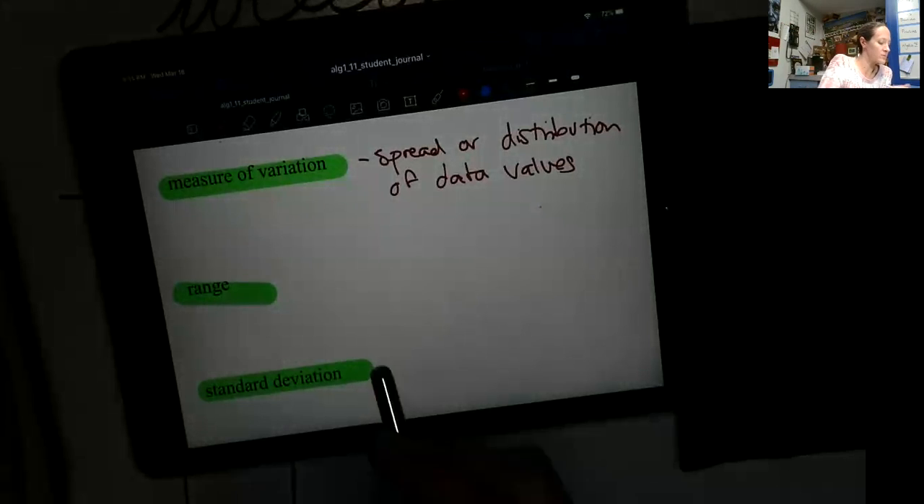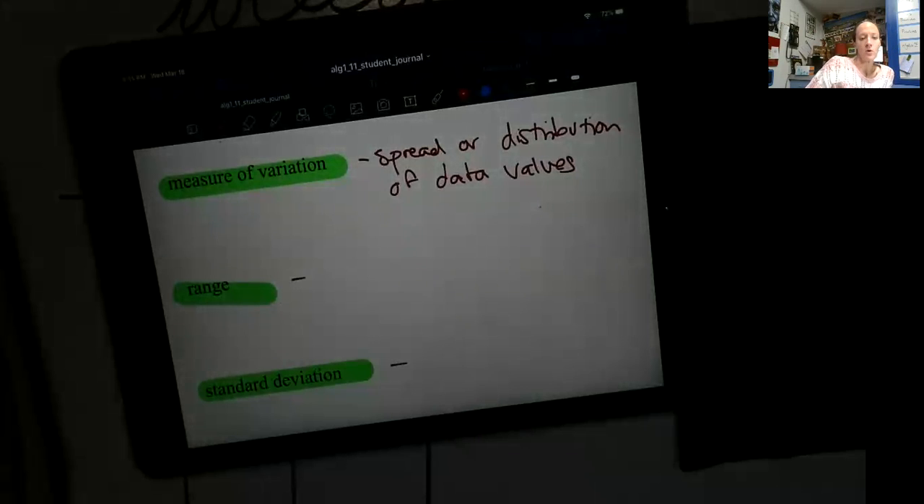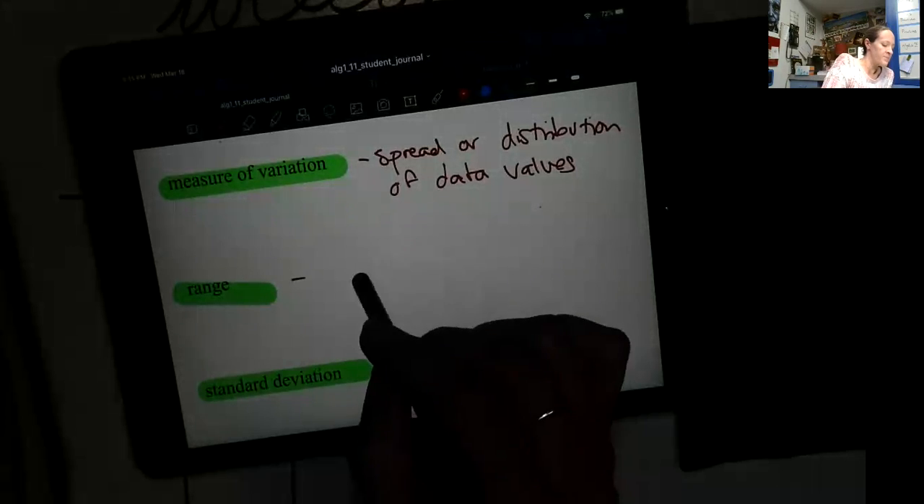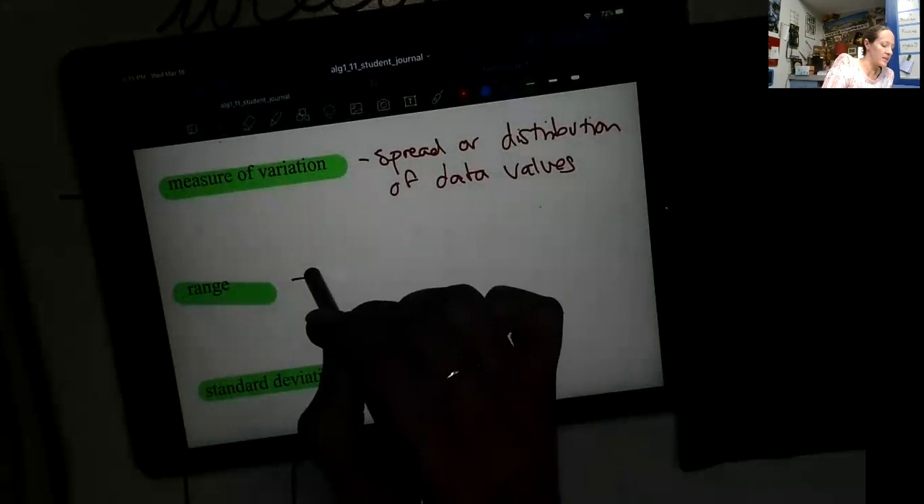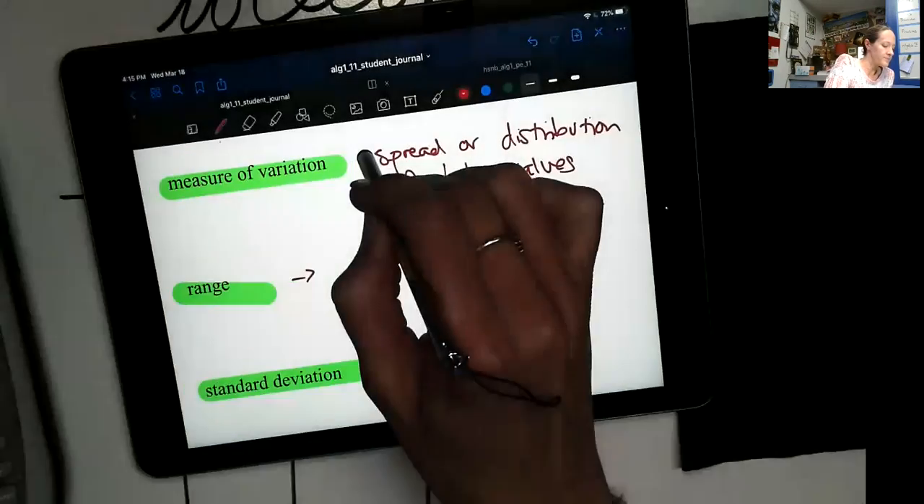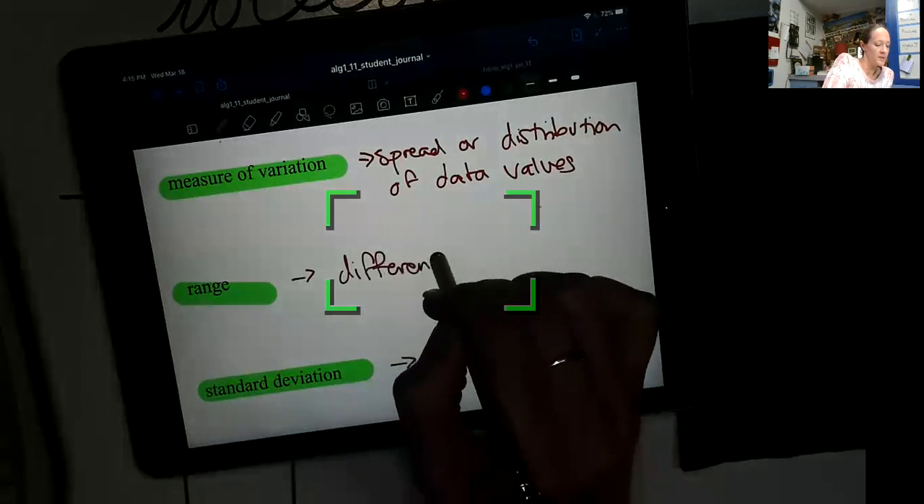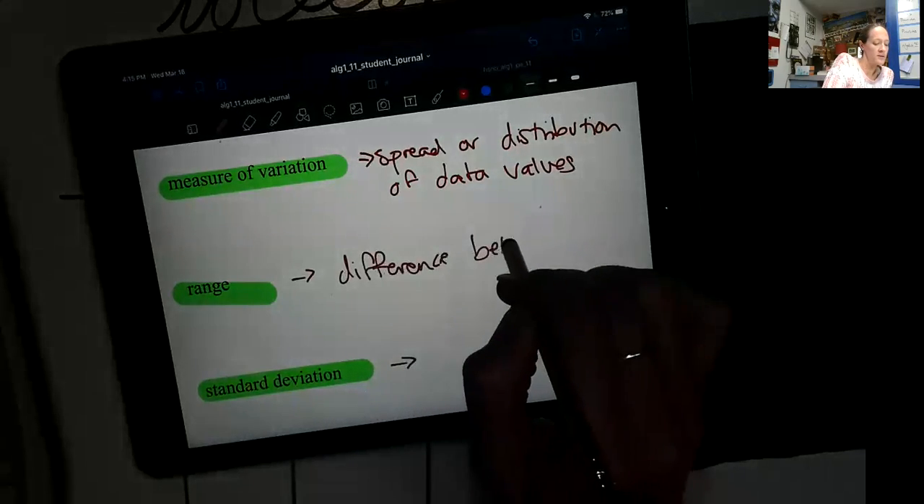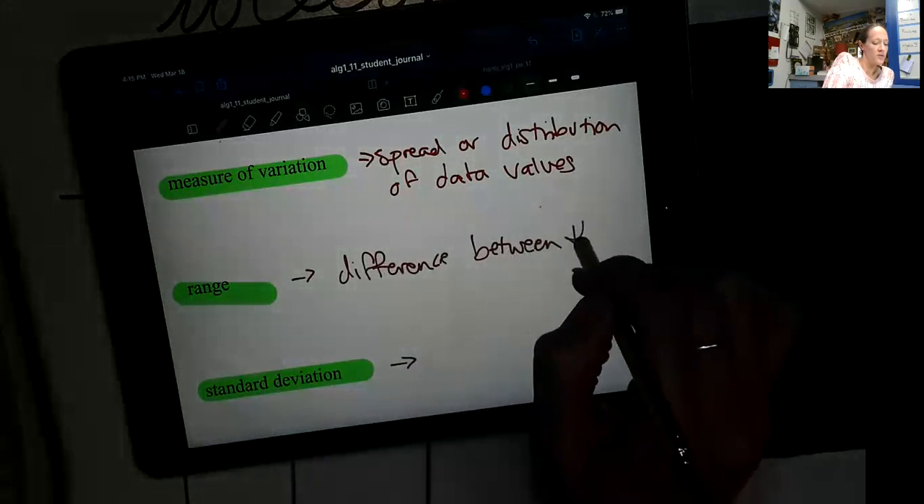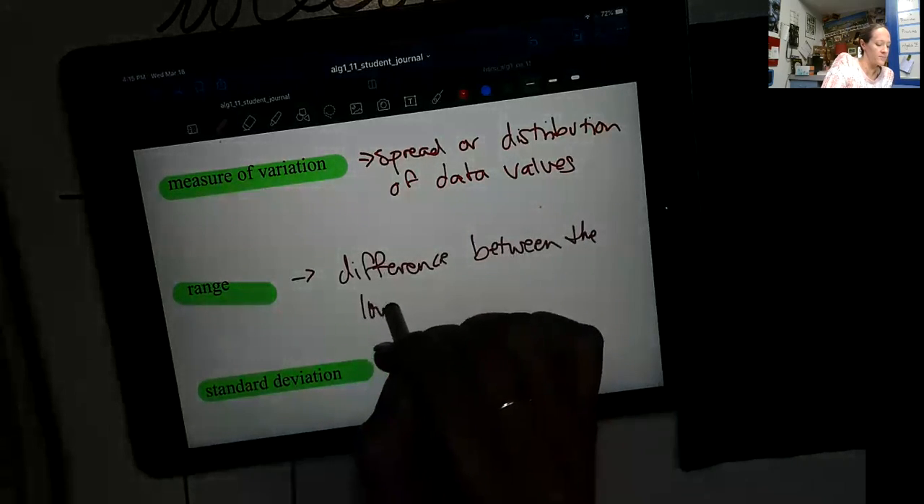So there's two different terms for us to talk about. One is range and one is standard deviation. Range, this one's actually the easiest one mathematically to solve for, but it might not always be a good measure of variation. The range is basically, another way of saying that would be, the difference between the lowest and highest value.